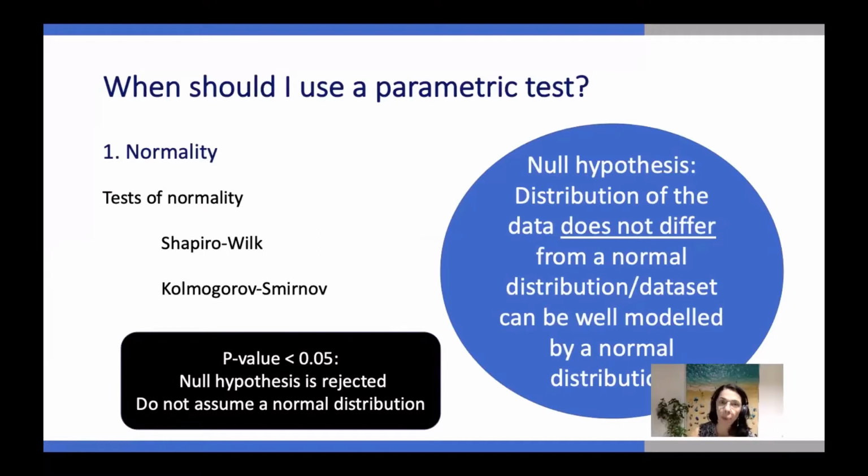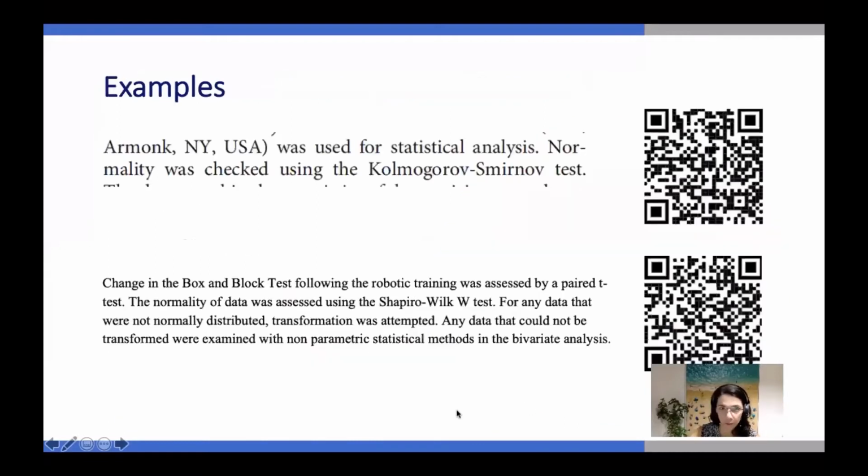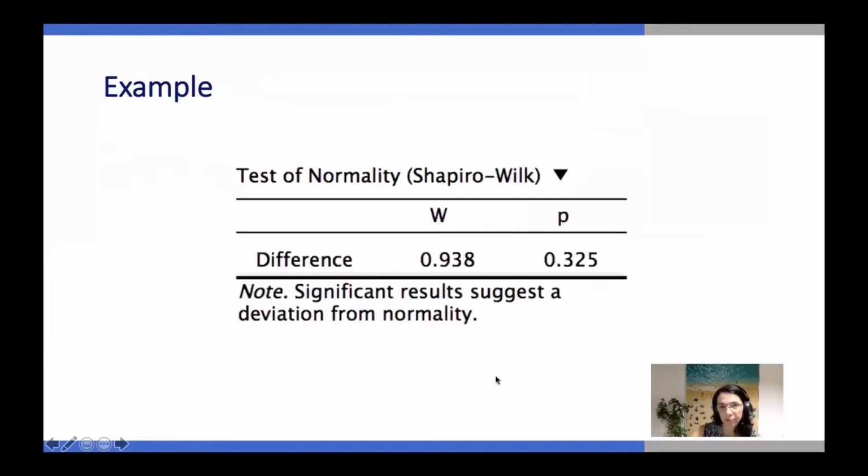So if you apply one of these tests and the p-value you get is lower than 0.05, then you have to reject this null hypothesis. And in this case, you do not assume a normal distribution. So using these QR codes, you can access rehabilitation manuscripts that provide examples of using these tests to check for normality, so the Kolmogorov-Smirnov or the Shapiro-Wilk.